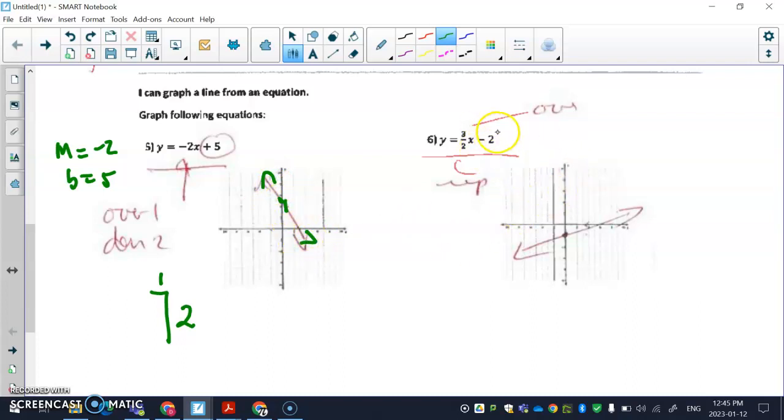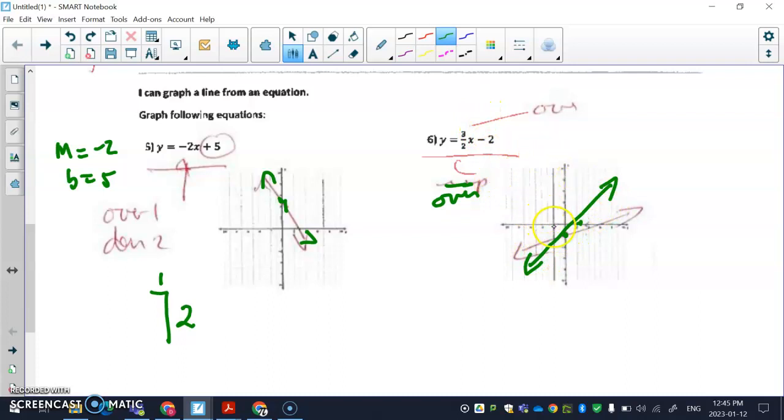This one here, you're going to start off with your b is negative 2, so you start down here. And over here, I said you usually go over 1 and then up or down, whatever. But if there's a fraction, you're going to go over, I messed this up, over 2 and then up 3. So you go over 2 and then up 3. So it looks something like this. Okay, so my drawing is not right on that one.